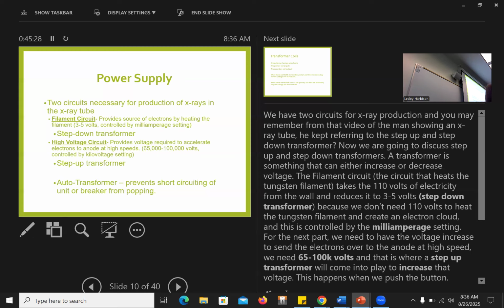But to get the voltage from 110 to like 100,000, we need a different kind of transformer, a similar concept but made differently, so now it's called a step up transformer. Obviously, down is downgrading the voltage and up is upgrading the voltage. That's the whole point of these transformers: lower the voltage or increase the voltage. And then an auto transformer basically just keeps everything stable and steady.